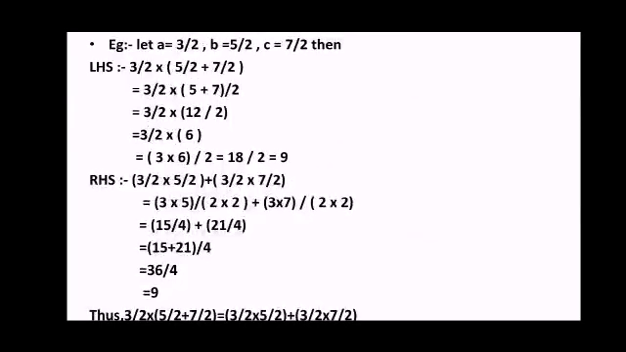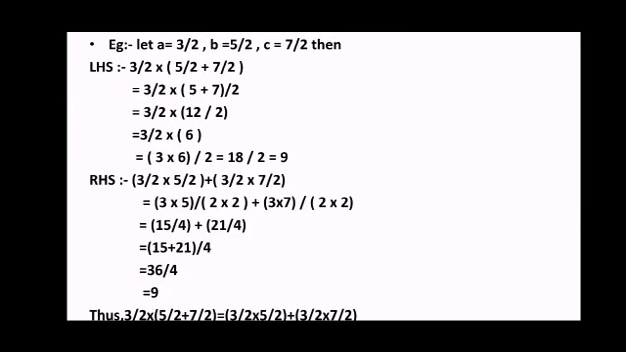Now, 3 upon 2 multiplied by whole number 6. How to perform this multiplication? Numerator 3 gets multiplied with whole number 6 and denominator will be 2. So 3 into 6 is 18. 18 divided by 2. On simplifying, 2 nines are 18. So we get LHS to be 9.